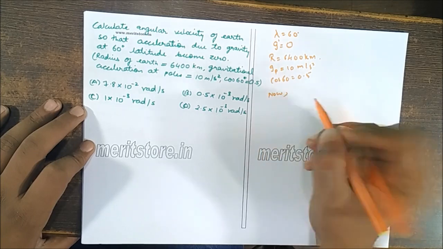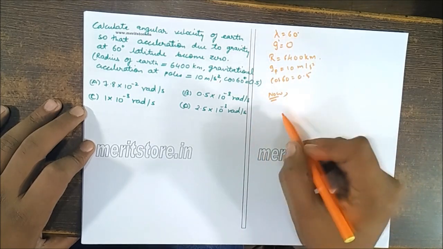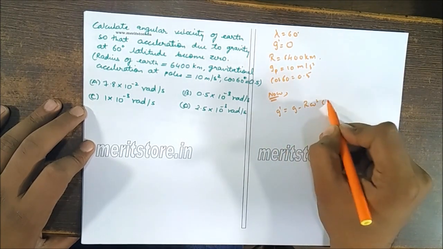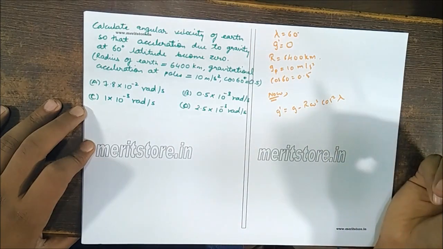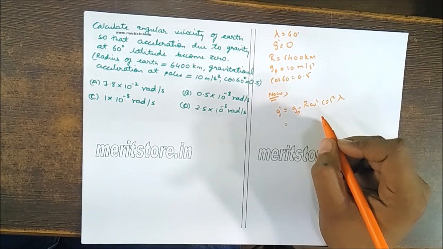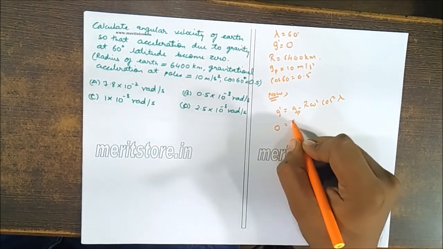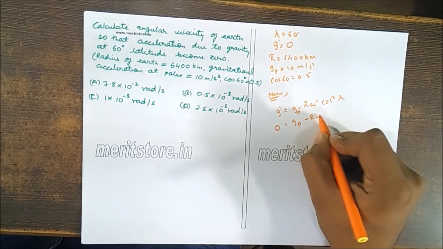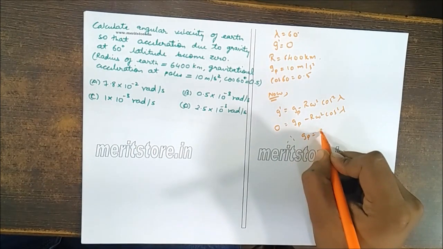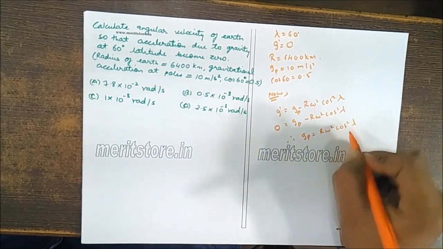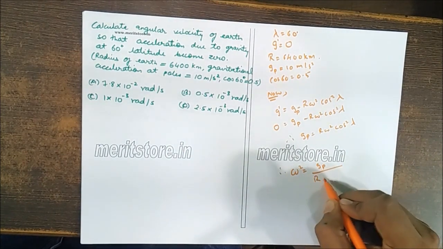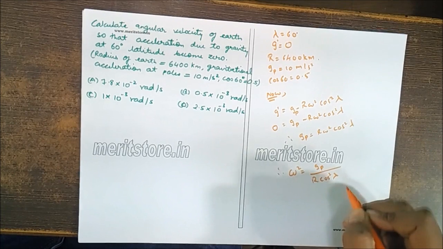Now they have given a hint by using lambda that we need to use this formula. g dash is equal to g minus R omega square cos square lambda. This g is actually g_p because the maximum value of g is at the poles. Now this is 0. So this becomes g_p minus R omega square cos square lambda. So therefore g_p is equal to R omega square cos square lambda. Therefore omega square is equal to g_p upon R cos square lambda.